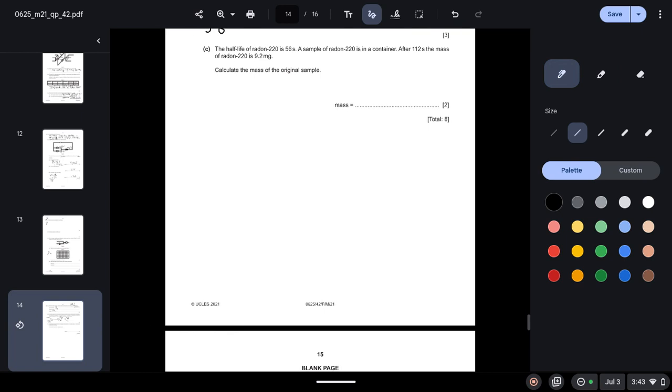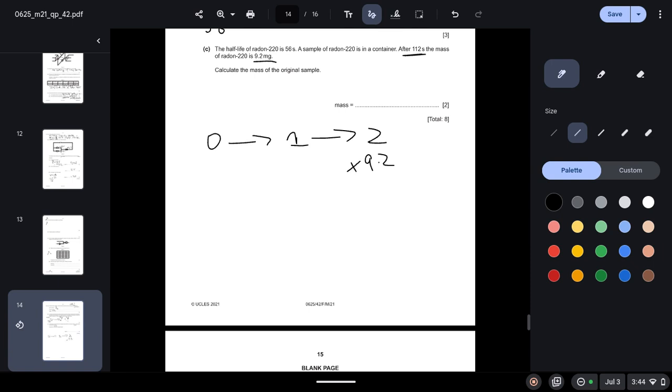Part C. The half-life of radon 220 is 56 seconds. A sample of radon 220 is in a container. After 112 seconds, the mass of the radon is 9.2 milligrams. Calculate the mass of the original sample. So after basically 2 half-lives, the mass is 9.2. Okay, so this is the original, then after 1 half-life, and after 2 half-lives. So after 2 half-lives is 9.2.